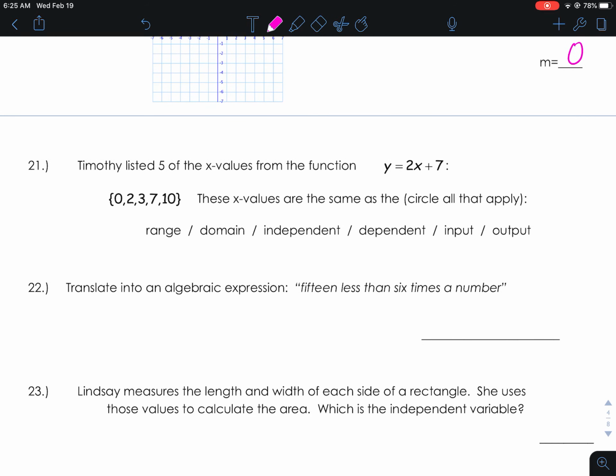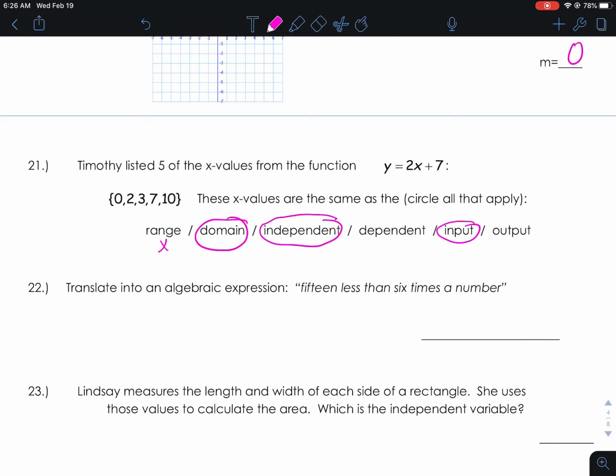Timothy listed the x values. These x values are not the range, they're the domain. They're also part of the independent variable. They're not dependent. They're also the input, not the output.